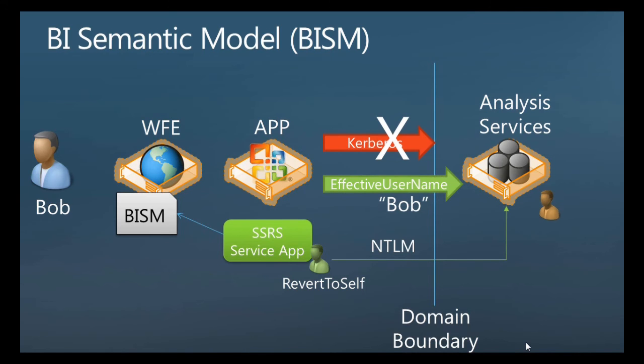So this is brand new to 2012. This is a way that we can actually use the Reporting Services application pool identity to connect to our Analysis Services instances and do pass-through authentication of the caller's identity, in this case Bob, all the way back to our Analysis Services instances, even across a domain boundary. Now for this to work, you of course have to have one-way or two-way trust set up so that the initial connection between the Reporting Services service app and Analysis Services can occur.